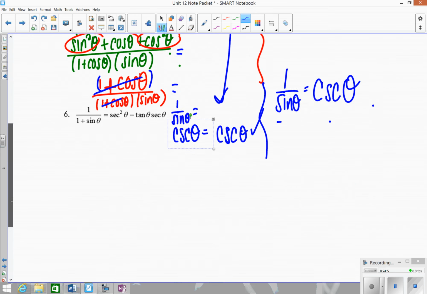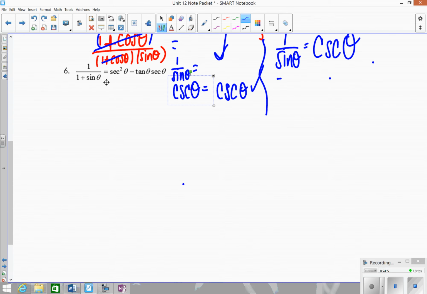So then just this very last one here. Again, we're trying to get one side equal to the other. It almost seems like to me starting with the right hand side this time might be easier, because I don't really know what to do with the 1 over 1 plus sine theta. So starting with this seems easier because it allows me to simplify. So that's where I'm going to start.